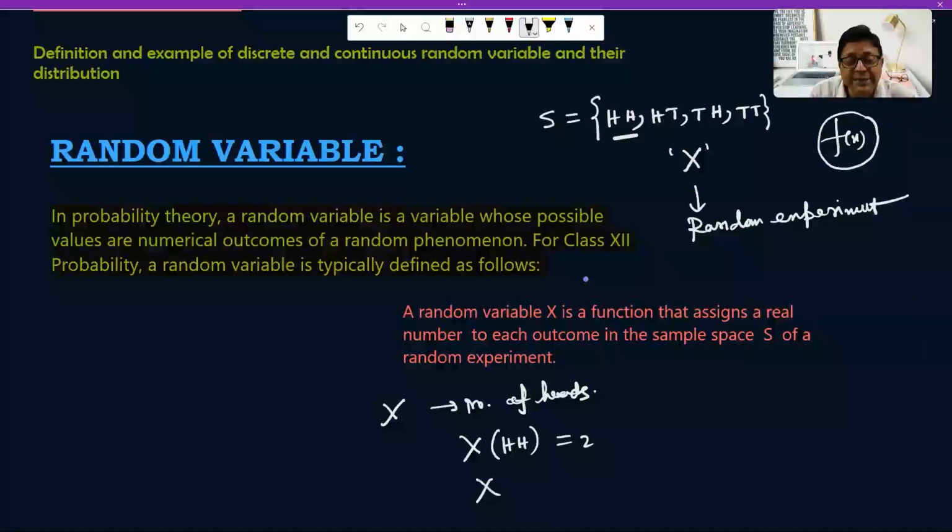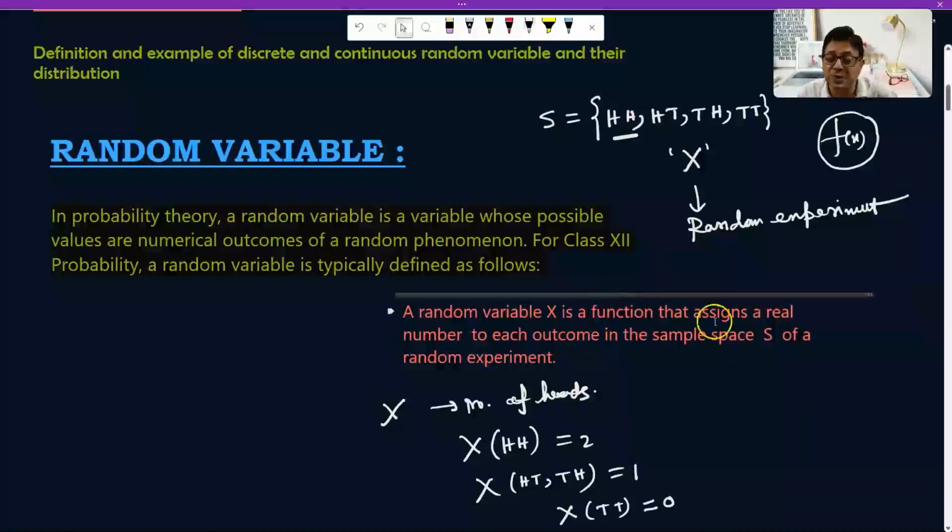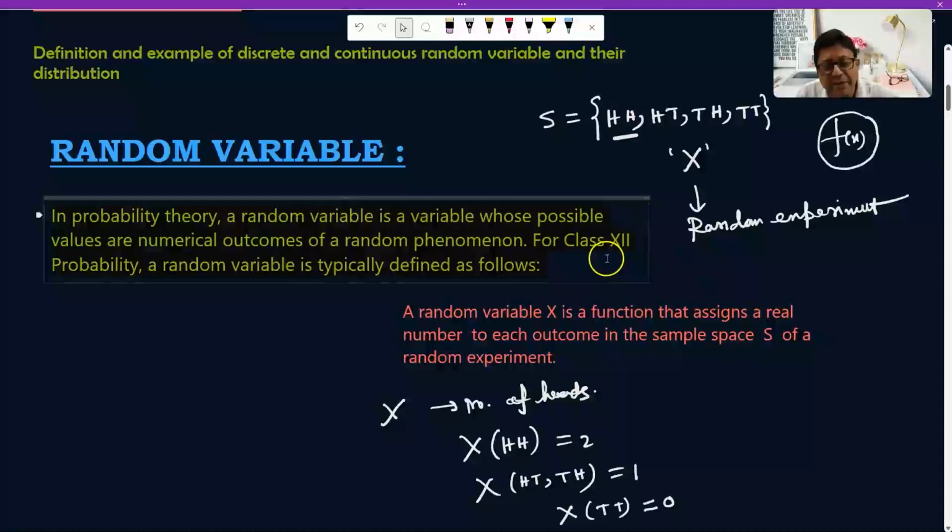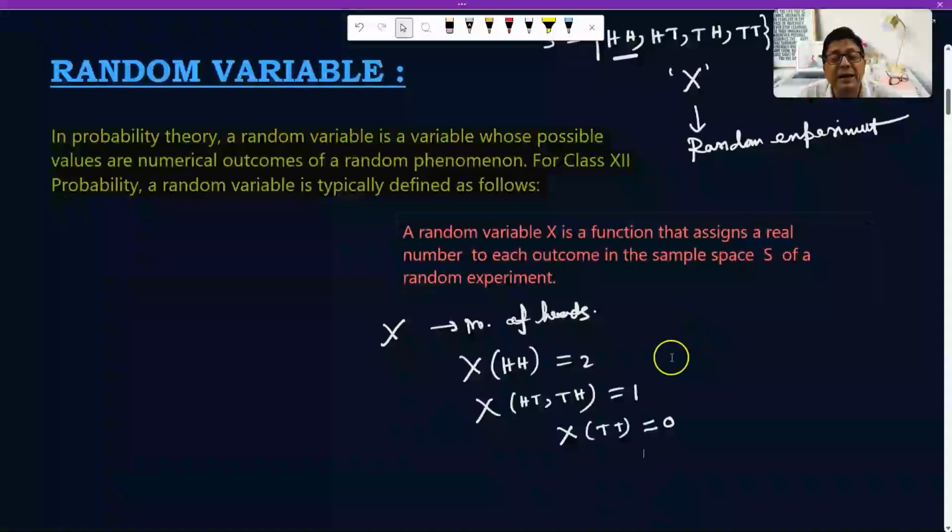If we take X(HT) or X(TH), then what is the value? This is going to be 1 because one head is there. And X(TT), there is no head associated with this, so its value will be equal to 0. Then understand what the random variable is. It is random because it is related to a random experiment. It is variable because it assumes values like this, which are real numbers: 2, 1, 0.